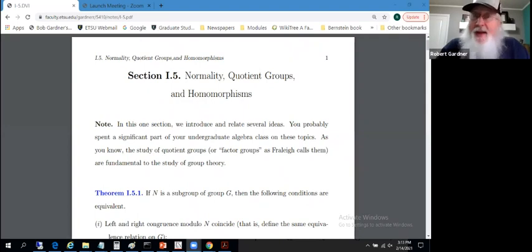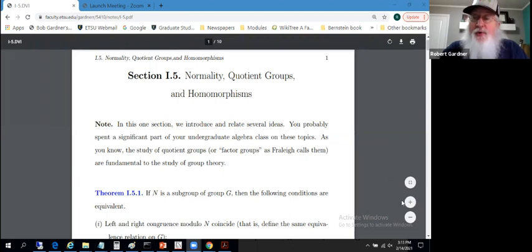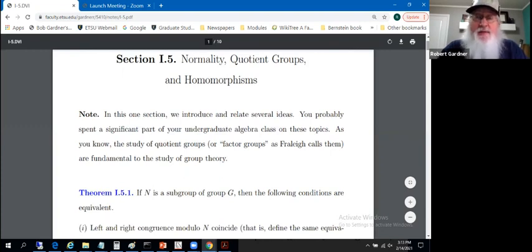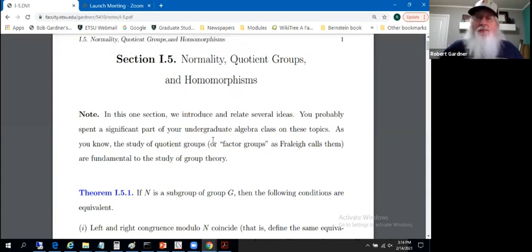On to section 1.5, normality, quotient groups, and homomorphisms. So again, we're touching on a topic that you were exposed to in senior level algebra. What we'll do is relate several ideas, as the title of the section suggests. You probably spent a bit of time on this in your senior level algebra class.